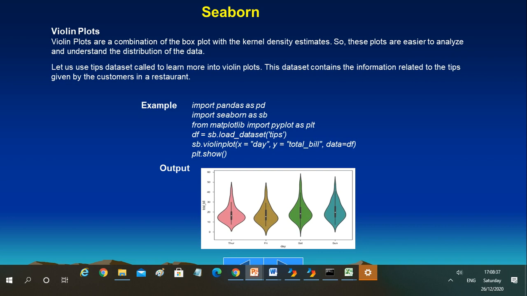Again, let's use the tips dataset here, and now we can use the violin plot. We are importing pandas, Seaborn, matplotlib, and then the dataset is tips, sb.violinplot, x is equal to day, y is equal to total bill. X is the day, which means Sunday, Monday, Tuesday, and y is the total bill amount, and data is the data frame, that is the dataset tips. When you show plt.show, you are going to get this kind of plot. This is for 4 days of data, from Thursday, Friday, Saturday and Sunday. That tells you how the sale has happened on these days.